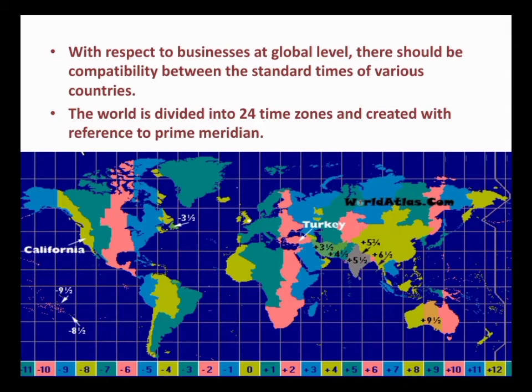We have a total of 24 time zones, which are created with the help of the prime meridian, which is the longitude line at 0 degree in the middle of the globe. It is also called the prime meridian.